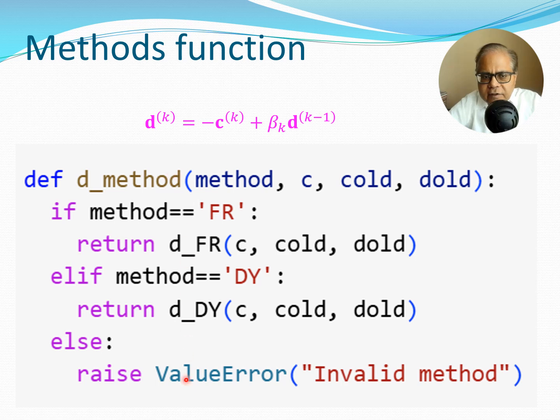Of course I have this methods function which takes in the method. If it is Fletcher-Reeves, I call the Fletcher-Reeves function. If it is Dai-Yuan, I call the Dai-Yuan function. If it's neither of these two, I say invalid method, because this simple program only works for these two methods.